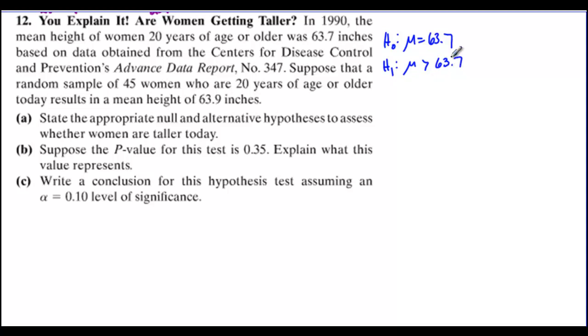For B, it says, suppose the p-value for this test is 0.35. Explain what this value represents. Now, I know that I said we're going to go through and do the classical approach, but I just want to briefly touch on the p-value idea. So for B, I'm going to draw a picture.